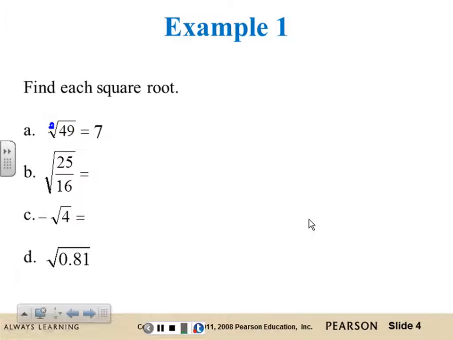So for letter B, what we have here is the square root of 25 over 16. Well, what I like to do on these is if you have a fraction under the radical, split them up. Square root of 25 over the square root of 16. So now you know the square root of 25 is going to be 5, and the square root of 16 is going to be 4. If what's underneath the radical will not reduce, 25 and 16 don't have anything in common, so if it won't reduce, split it up and then try to reduce. So the square root of 25 over the square root of 16 is just 5/4.